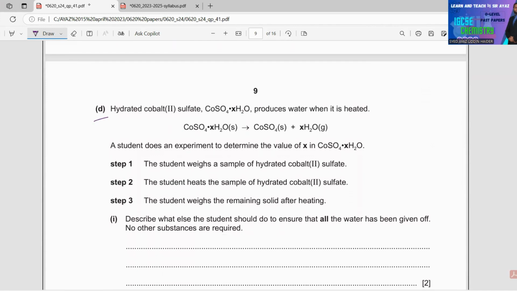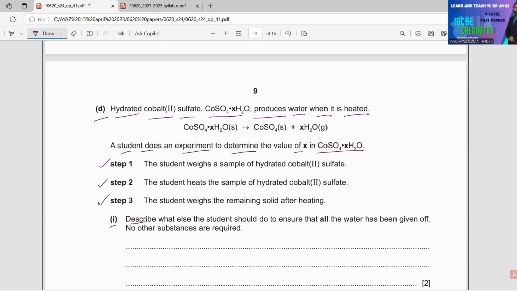Part D. Hydrated cobalt(II) sulfate, CoSO4.xH2O, produces water when it is heated. This is the reaction: CoSO4.xH2O(s) gives CoSO4(s) plus xH2O(g). A student does an experiment to determine the value of x in CoSO4.xH2O. Step number 1, the student weighs a sample of hydrated cobalt(II) sulfate. Step number 2, the student heats the sample of hydrated cobalt(II) sulfate. Step number 3, the student weighs the remaining solid after heating.